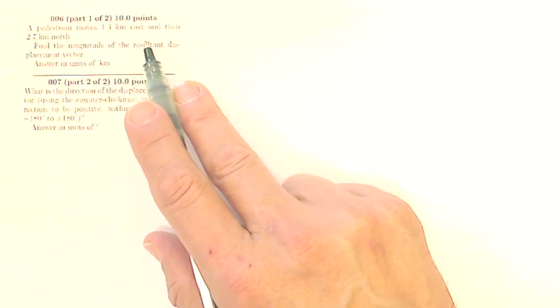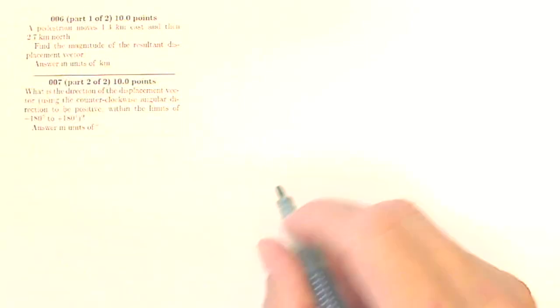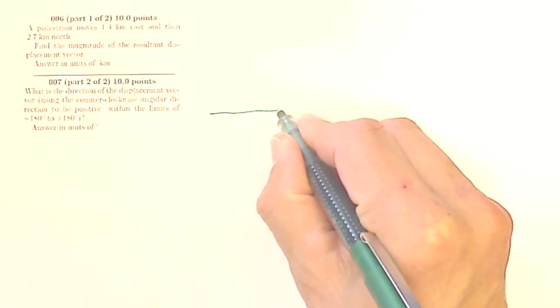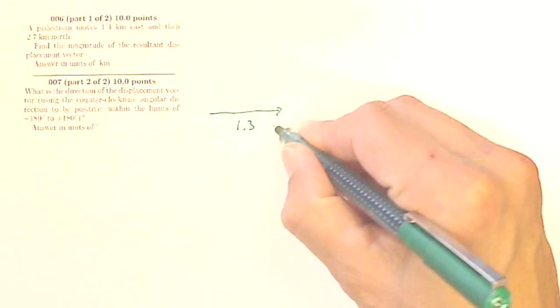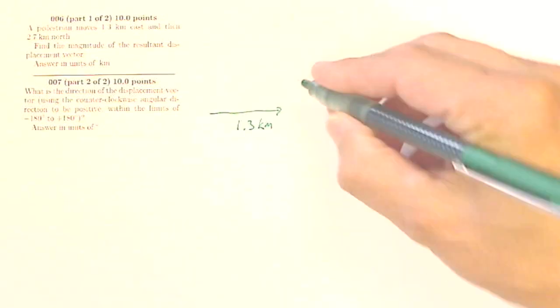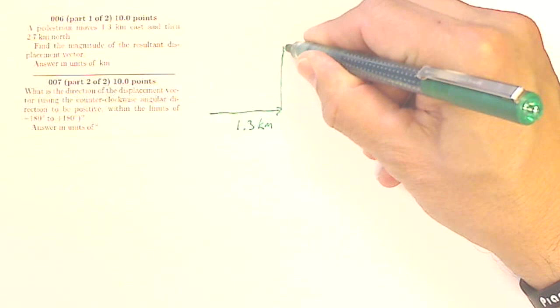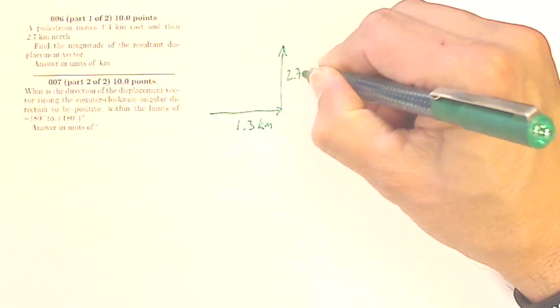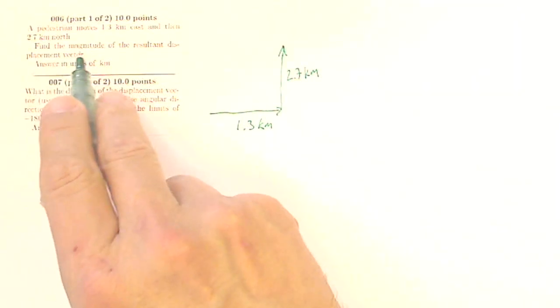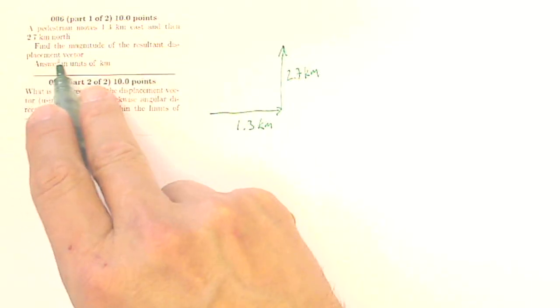This is physics homework number 7, questions 6 and 7, trig questions. A pedestrian moves 1.3 kilometers east and then 2.7 kilometers north. So we've got 1.3 kilometers east and then 2.7 kilometers north. Find the magnitude of the resultant displacement vector.